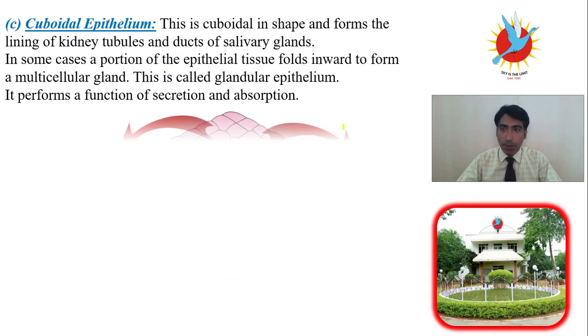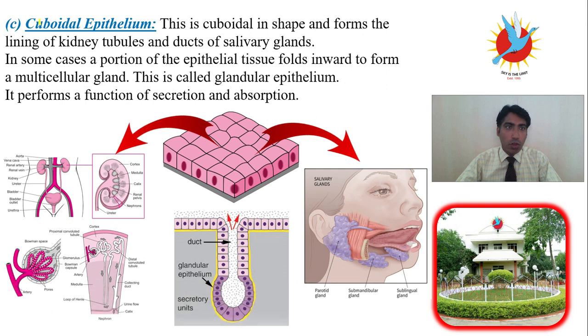The next type of epithelial tissue is cuboidal epithelium. As the name suggests, cuboidal, cube-like cells are present in this kind of tissue.